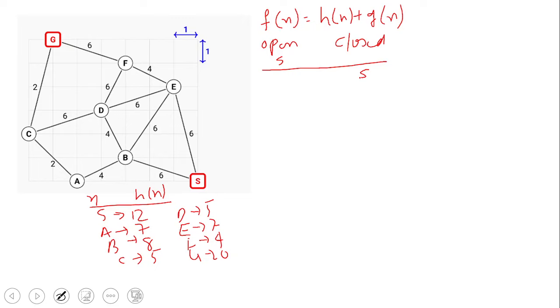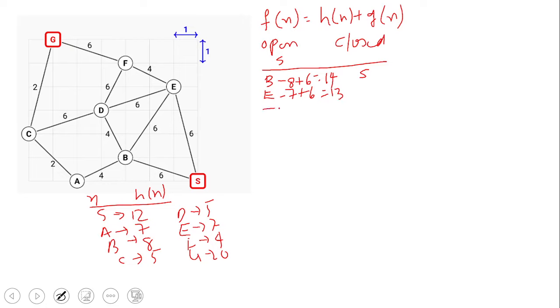So the nodes connected to S will come and occupy the open list. So S is connected to B and E. Okay, so B is having h of n plus g of n value as h of n for B is 8 plus g of n from the starting node, so S to B, this is 6. So 8 plus 6, 14. For E, the h of n value is 7 plus the g of n value from S to E in the graph, that is 6. So that is equal to 13.